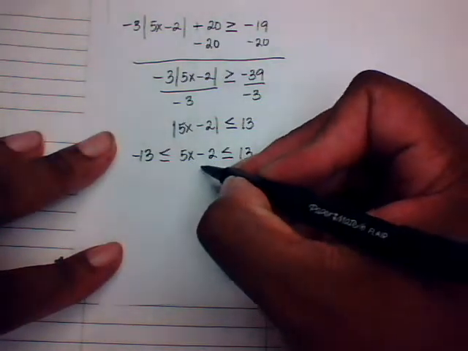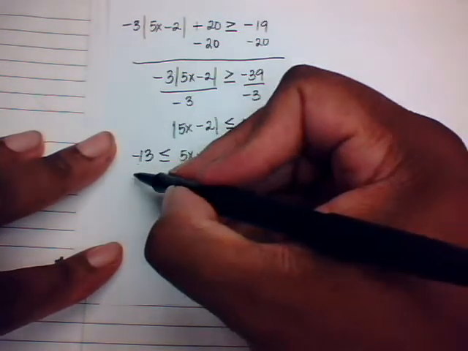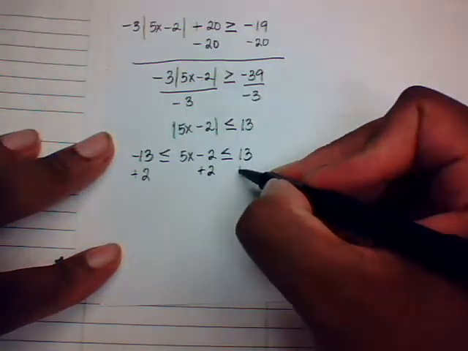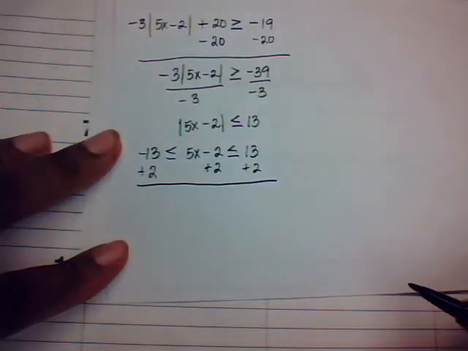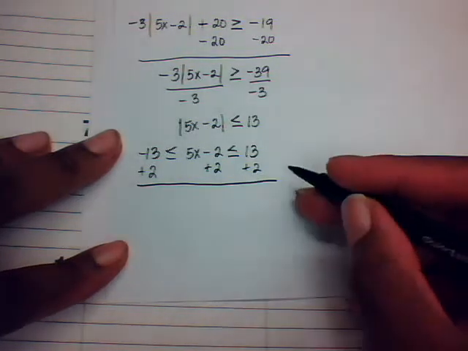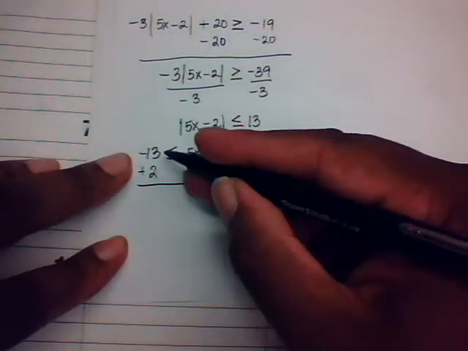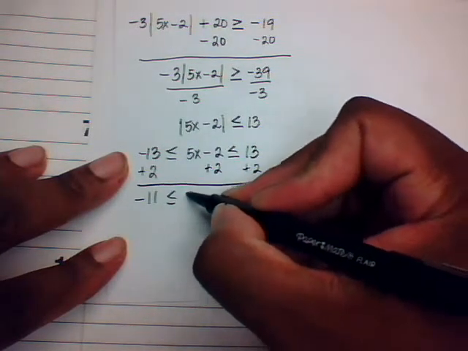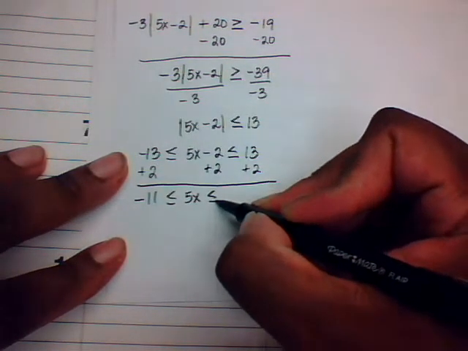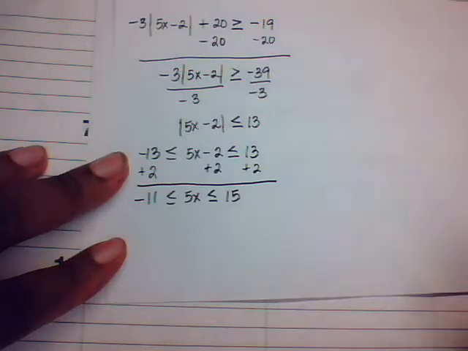So here, we're going to have to add 2 on both sides. Well, on all 3 sides of this compound inequality. All 3 parts: the left side, the middle, and the right side. So here, negative 13 plus 2 is negative 11. That's less than or equal to 5x, less than or equal to 15.